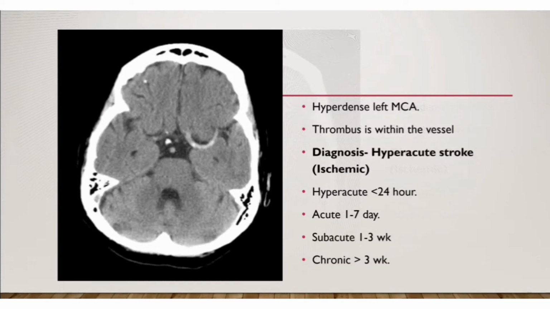Now why hyperdense? Because there is thrombus within the vessels. So hyperdense MCA, your straightforward diagnosis is hyperacute stroke. And hyperacute stroke presents to you less than 24 hours from the onset of the stroke.